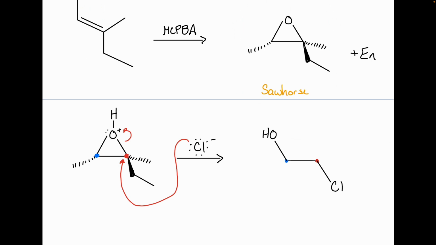On this blue carbon, there was a methyl group pointed into the page, so I have to include that methyl group. And on the red carbon there was a methyl group pointed into the page and an ethyl group pointed out of the page. Those dashes and wedges are going to stay the same, but now they got pushed up because that chlorine attacked from the back side. So I'm not going to change my dashes and wedges. I'm just going to orient them differently in space.